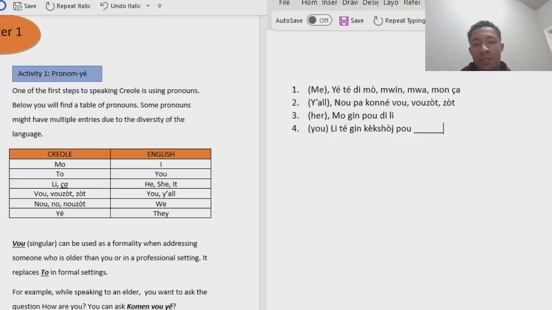Last one. Now, is this the formal or informal you? I'm gonna give you a hint. I didn't write formal down. So, li te gain quelque chose pour blank. She had something for blank. And what would it be?